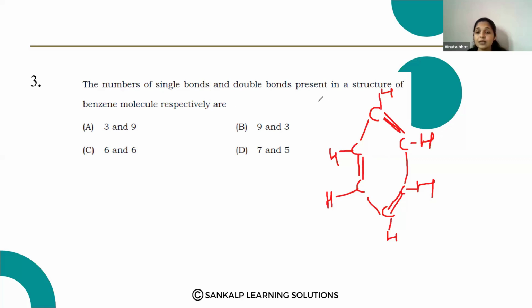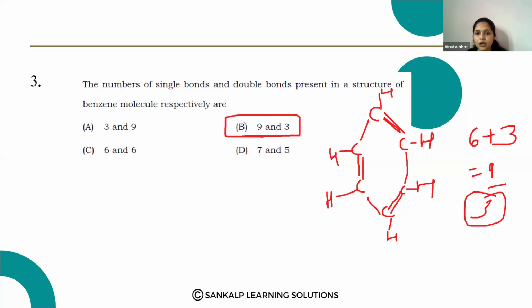Here please count the single bonds and the double bonds. Here total 6 hydrogens are bonded with single bonds. So 6 single bonds with hydrogen, plus 3 single bonds present between the carbon atoms. So total 9 single bonds. And count the double bonds which are present between the carbon atoms only, that is also 3. So option B, 9 and 3, that is the correct answer.